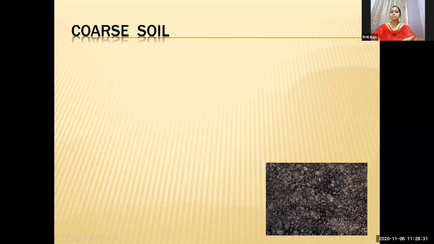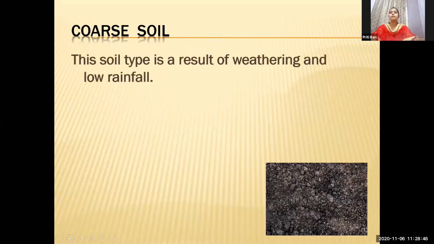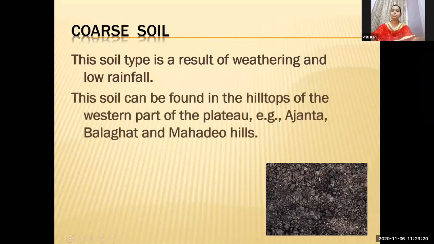Now see coarse soil. Here the coarse soil picture is given. The grayish soil is known as coarse soil. Can we have the next one? Yeah. This soil type is a result of weathering and low rainfall. The area which is having low rainfall, this type of soil is found in those areas, and it is found due to weathering of parent rock. As we have studied, or you must have studied in your first lecture, that is parent rock. Every soil is made up of parent rock. Same, the weathering of the rock or the low rainfall region gives rise to this coarse soil. Now see the next one. This soil can be found in the hilltops of the western part of the plateau.